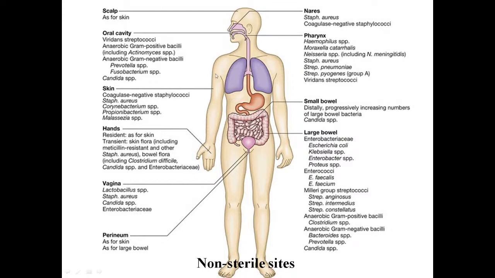What about the respiratory system? Firstly, about the nose, then nasopharynx and pharynx. Sure, they are also inhabited by microorganisms like Staphylococcus in nasopharynx. Pharynx is inhabited by Haemophilus, Moraxella, Neisseria, Staphylococcus, Streptococcus.